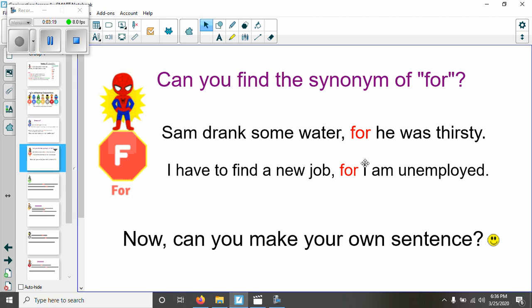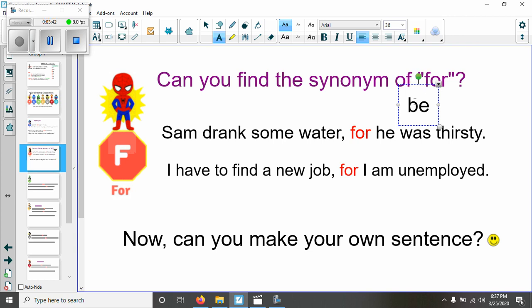All right, not a problem. Let's read the second sentence so you can try to get the meaning of for. I have to find a new job, for I am unemployed, like without a job. Does anybody get it? So the synonym of for here, it can be because. Okay, so let's try to exchange the word for and try to put because this time. Sam drank some water because he was thirsty. Or Sam drank some water for he was thirsty.